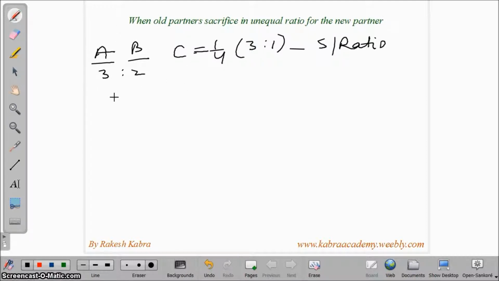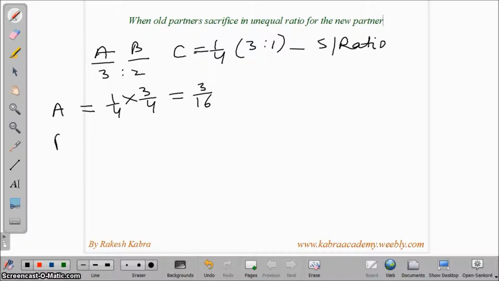Now let's see. On the basis of this sacrifice ratio, first we will compute A's sacrifice and B's sacrifice. Then after we will determine A's new share and B's new share. So let's see A's sacrifice. C's share is 1/4, and the sacrifice ratio is 3:1. It means 3/4 of that 1/4 is given by A. So A's sacrifice is 3/16.